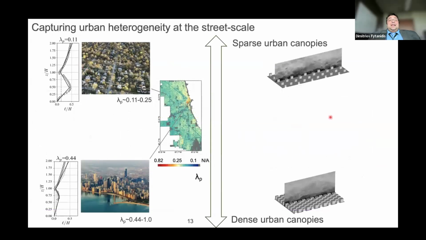And why is this relevant? Well, for CROCUS, I plot here the density parameter lambda p that was used for the closures, and you can see that we have a wide range of densities in CROCUS, but most of the city is in this light green, light blue color, where we are talking about sparse canopies, where we saw the large deviation of the standard BEP model compared with the high fidelity simulations.